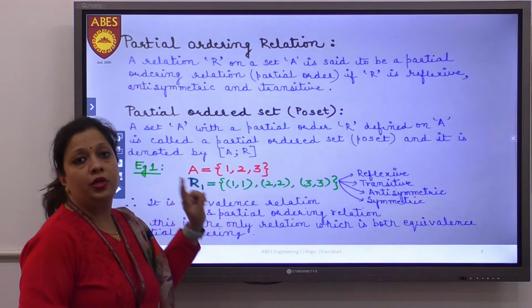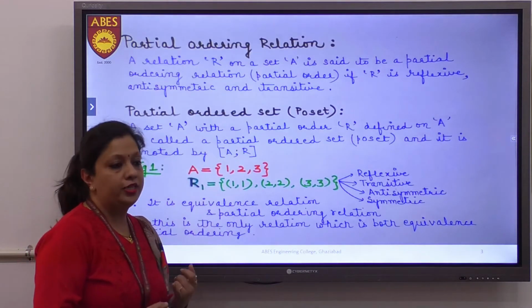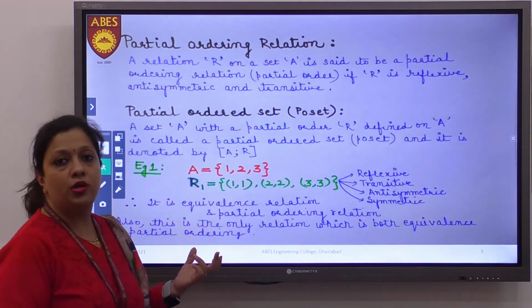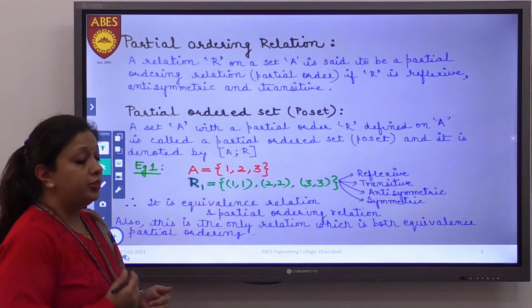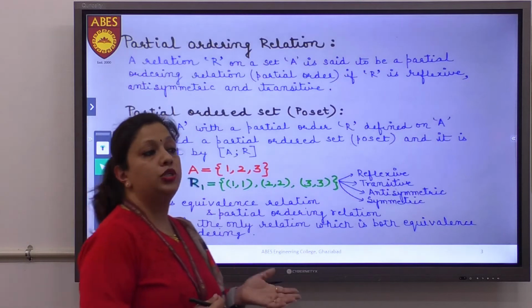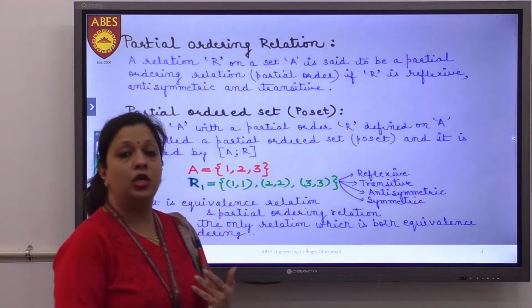So if all these three properties are present, that is, it is reflexive, it is anti-symmetric and it is transitive, then we can say that the relation is a partial ordering, and the set on which such a relation is defined, that set is known as a Poset.